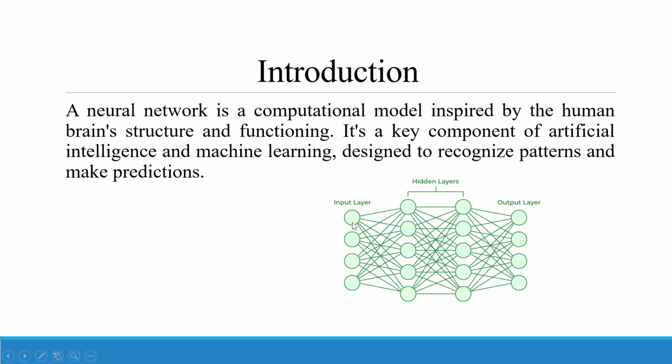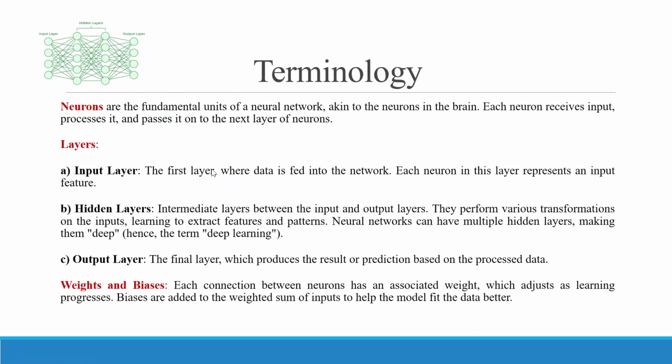It consists of neurons, the green ones, the input layer, hidden layers, and the output layer. Let's understand these terminologies. Neurons. Neurons are the fundamental units of a neural network, akin to the neurons in the brain. This one. Each neuron receives input, processes it, and passes it onto the next layer of neurons. So the processing is being done and then it passes to the next layer.